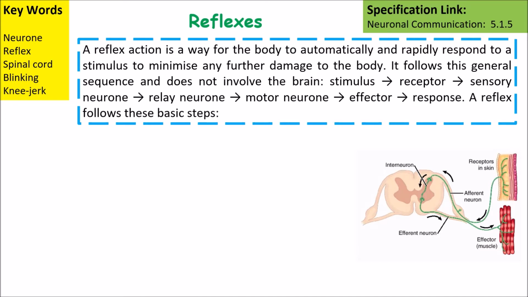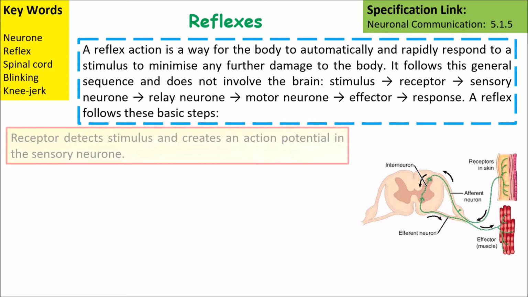They all follow the general path. So we get the stimulus, it's picked up by a receptor. That receptor sends an action potential down a sensory neuron, which is then passed to a relay neuron, then over the spinal cord to a motor neuron, which takes it to an effector that causes a response.